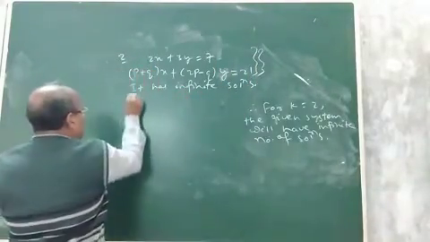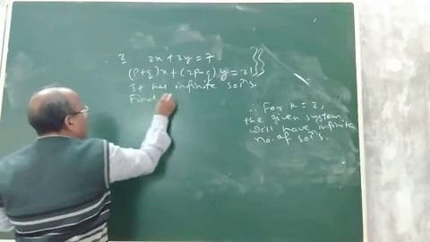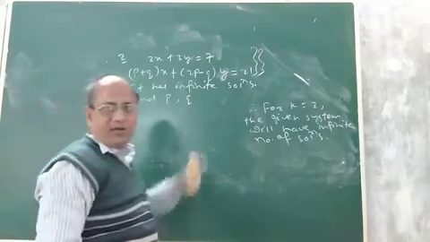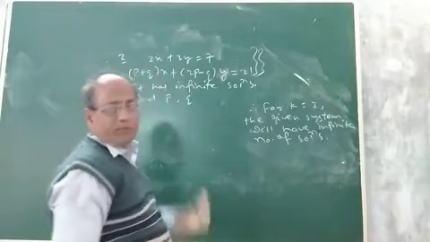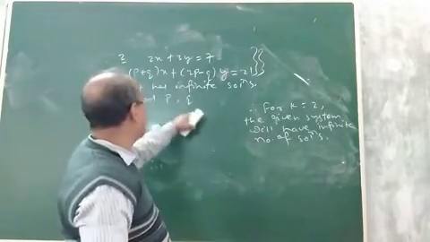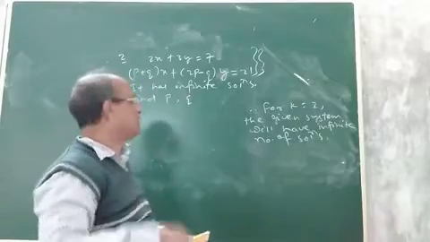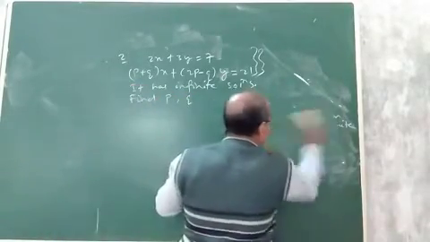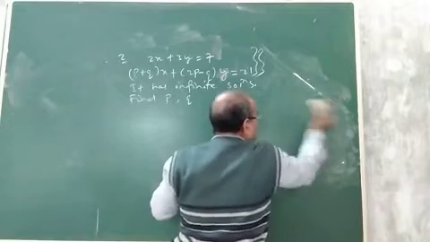So what is the question? Find the value of p and q. We do not know what the values of p and q are. How to find them if it is given that the system has infinite solutions? In a similar manner, we will proceed now.